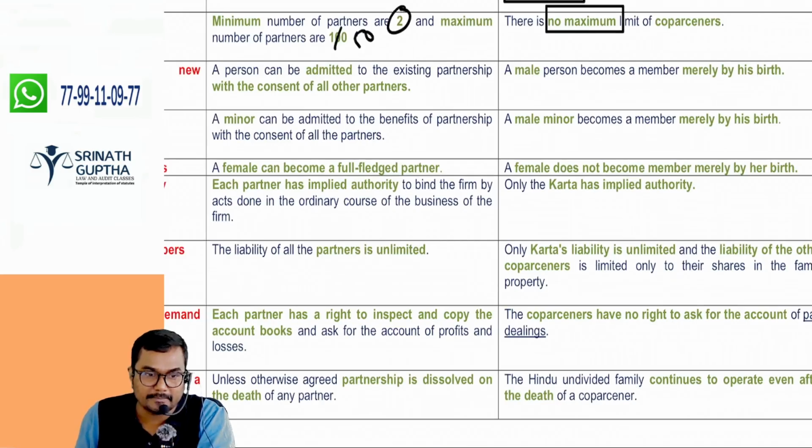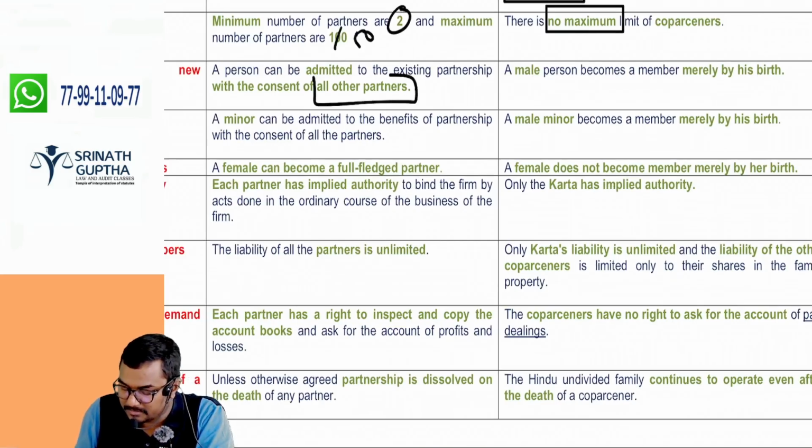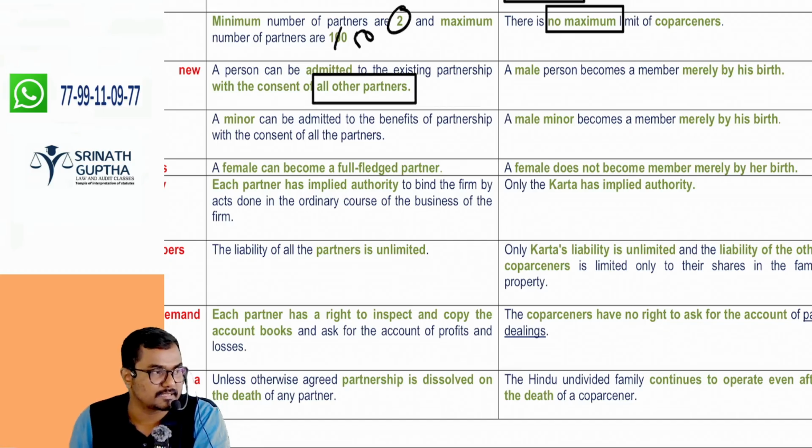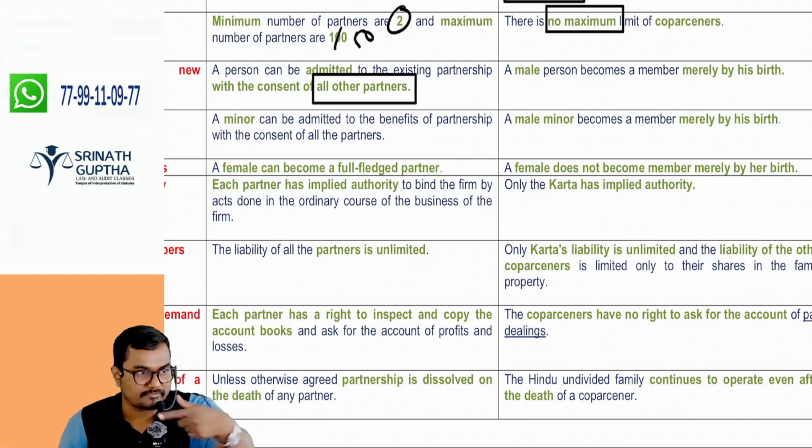A new partner can be admitted with the consent of all other partners. Yes or no, sir? SG, Gopal, Rajini, Sahiti are the partners already. Satish wants to enter. Can he enter? Yes, with the consent of all other partners.